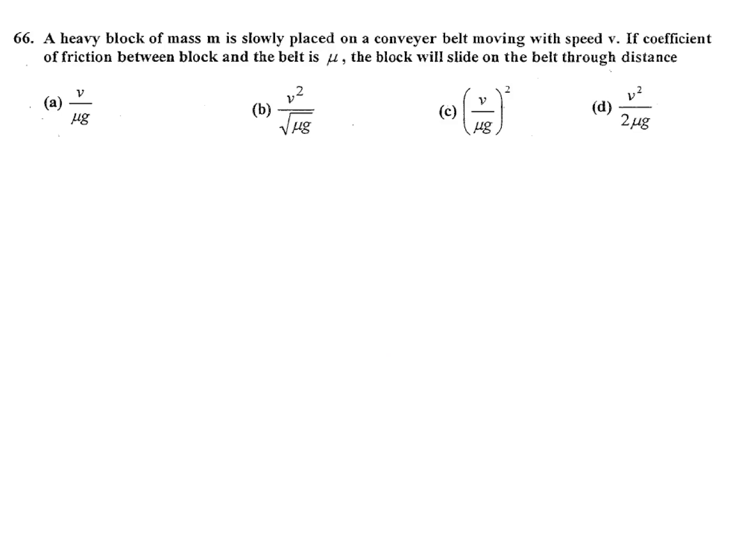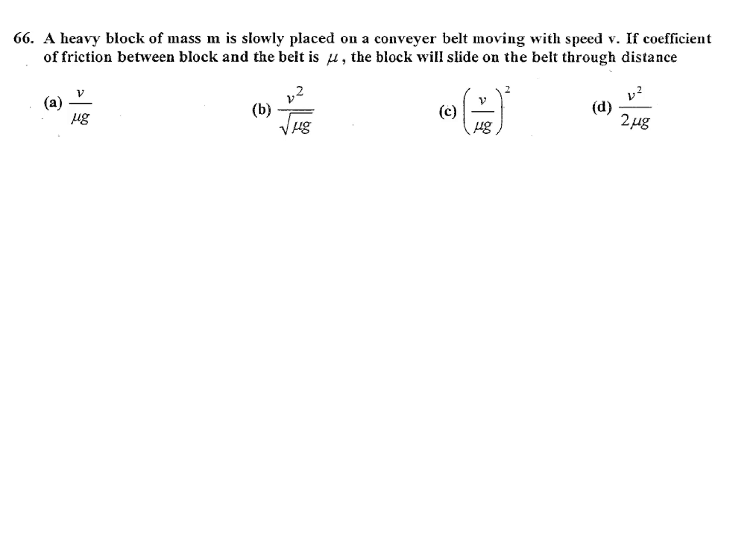A heavy block of mass m is slowly placed on a conveyor belt moving with speed v. If the coefficient of friction between block and the belt is mu, the block will slide on the belt through distance how much? This one already discussed.